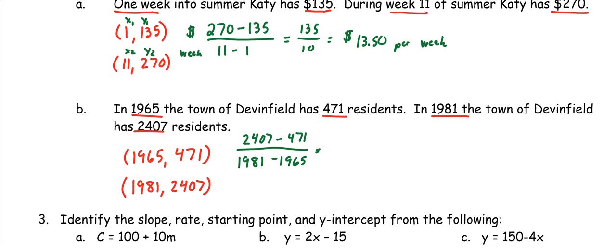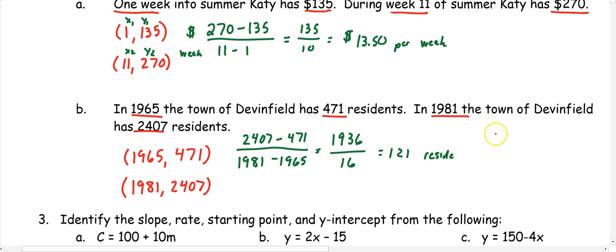So 2,407 minus 471 over our x's, 1981 minus 1965. So when I subtract, I get 1,936, and when I subtract on the denominator, I get 16. So now I'm going to divide those, and I get 121. Remember that the numbers on top are representing our residents, and the number on the bottom is representing years. So we have 121 residents per year.